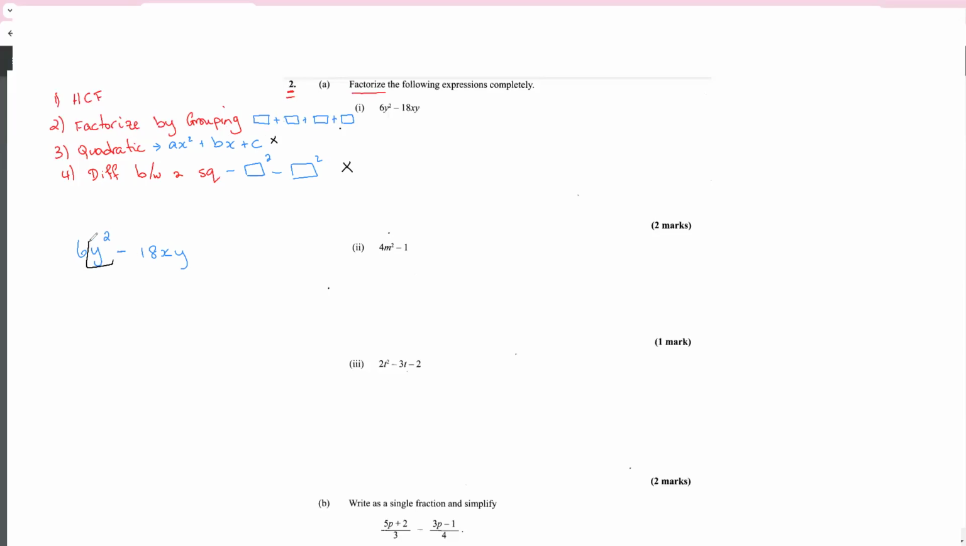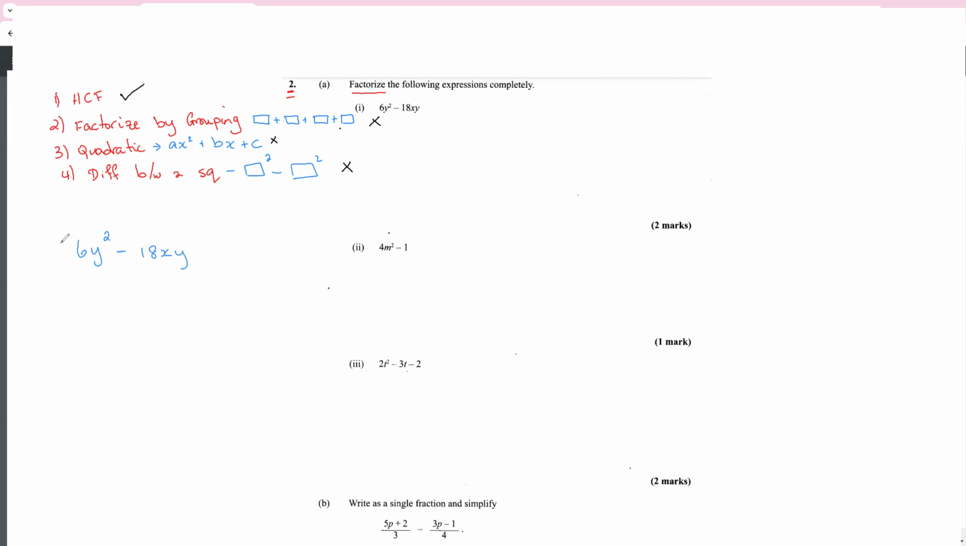Although there's a y squared here, there's only two terms. So you know it's not a quadratic. It's only two terms, so you know it's not factorizing by grouping. So by method of elimination, we know it's HCF. So we have to apply factorization by the highest common factor.